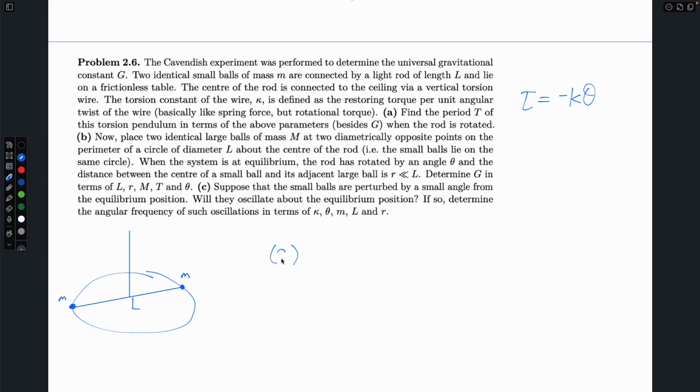Okay, so part A is simply calculating moments of inertia again. The moment of inertia is 2 times half times m times (L over 2) squared, because it's a point mass, and they are at distance L over 2 from the center. This will yield half m L squared, right?